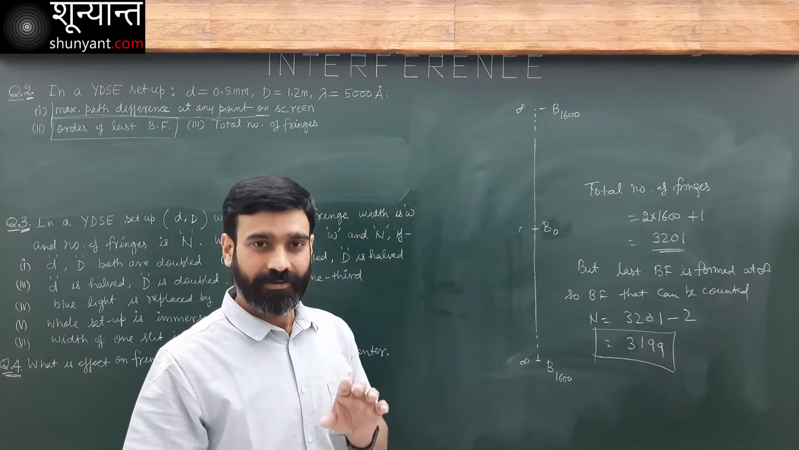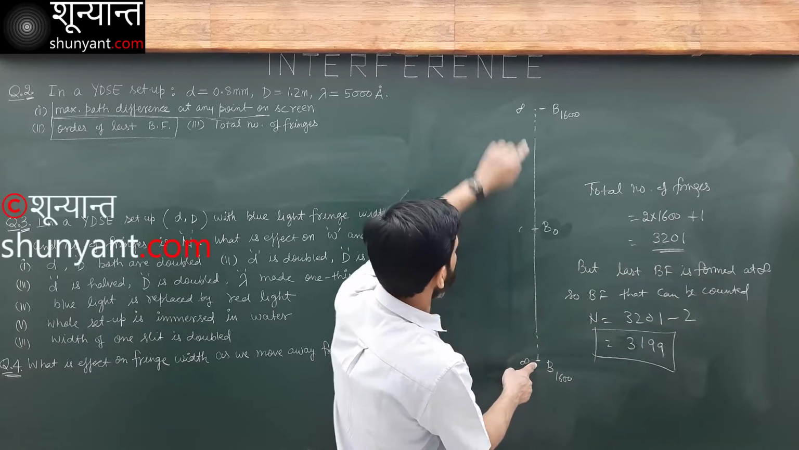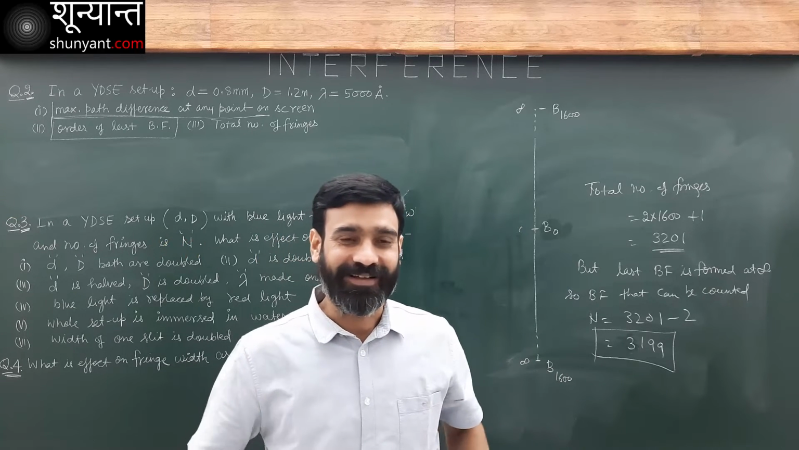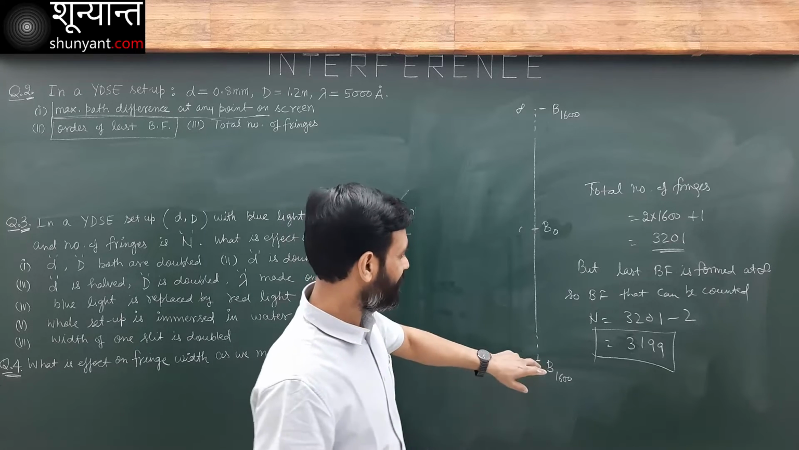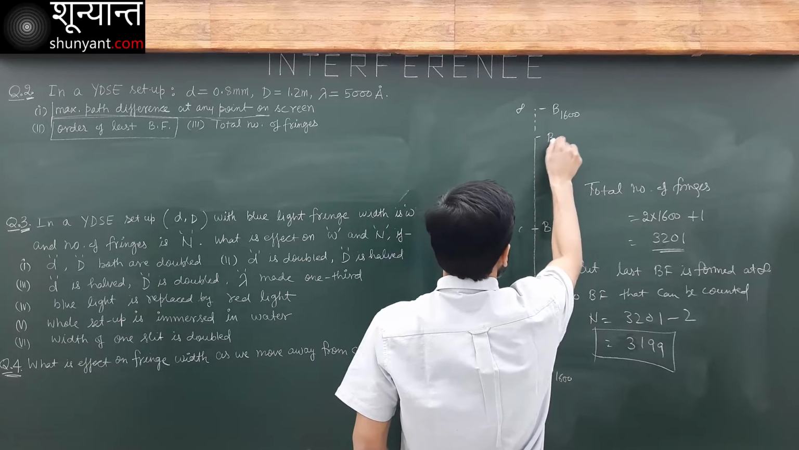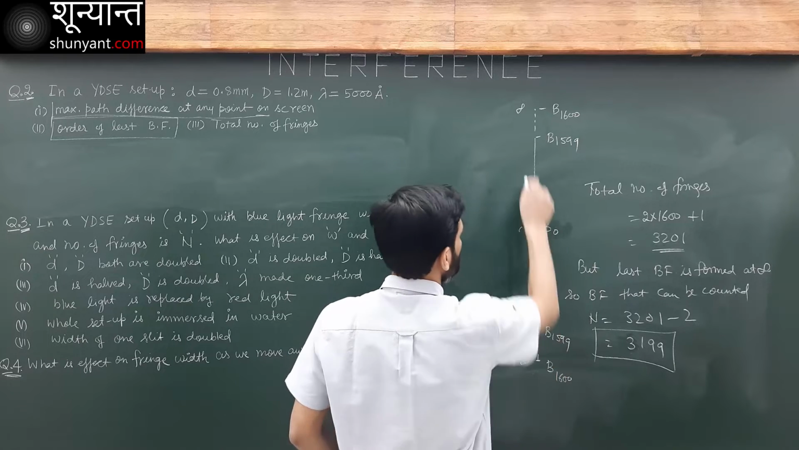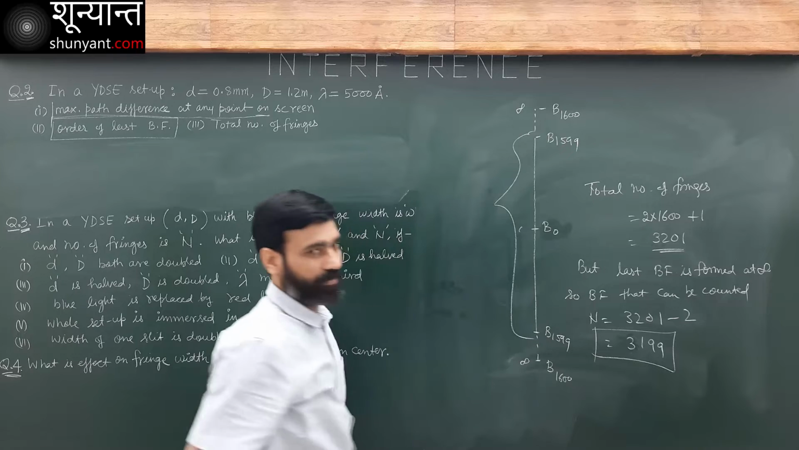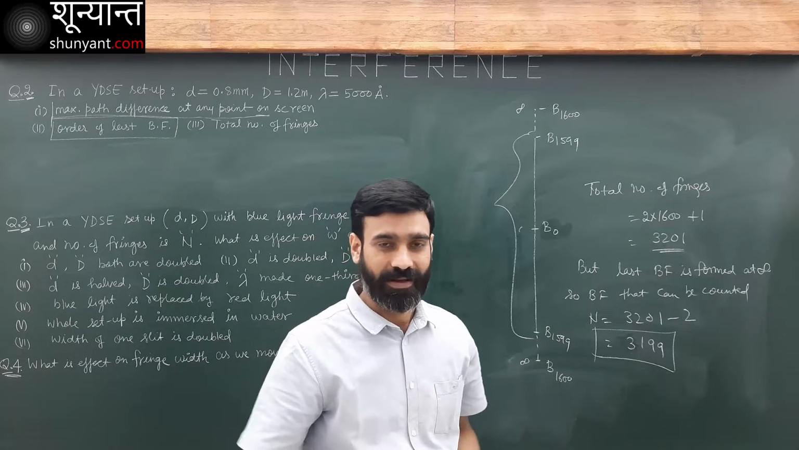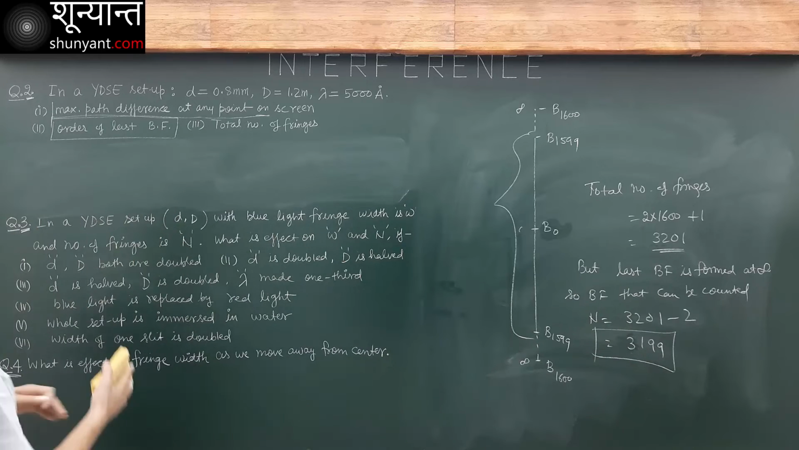Even though theoretically I will get 3201 bright fringes, these last bright fringes are formed at infinity. I can never reach infinity. That means I cannot see these bright fringes. I can see the ones just before it, 1599, and here B1599. So this is the number that I can count. These two I cannot see, they are at infinity. I can count only these ones, 3199.